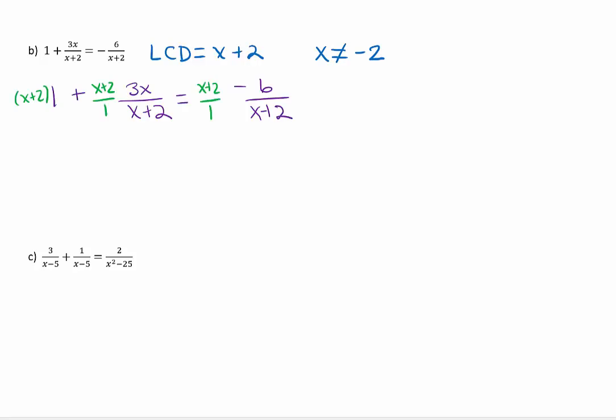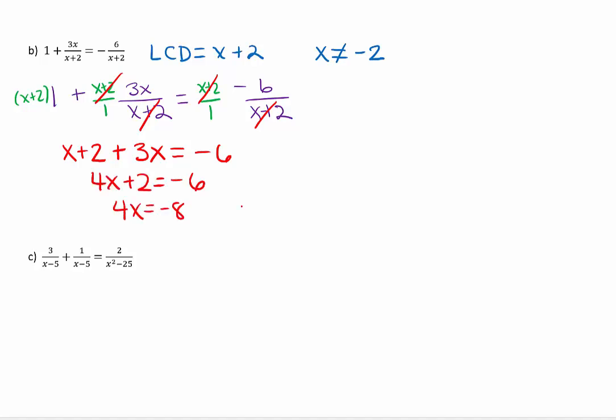So I'm going to take my equation and multiply every single term by that LCD, x plus 2. This clears the fractions. The x plus 2's cancel out, and I'm just left with x plus 2 plus 3x equals negative 6. I can combine like terms, subtract the 2 from both sides to get 4x equals negative 8, and if I divide by 4, x is negative 2.